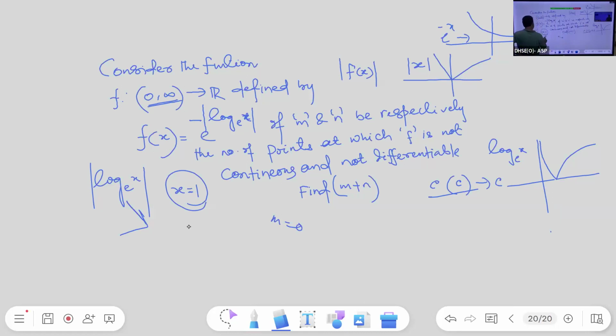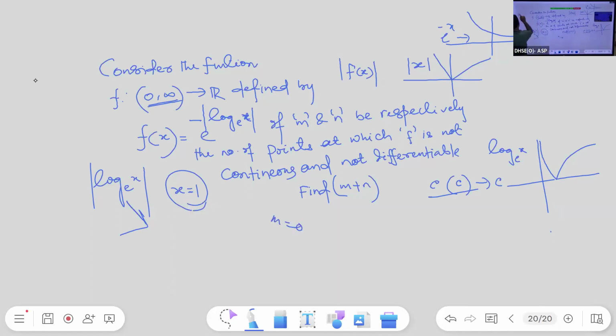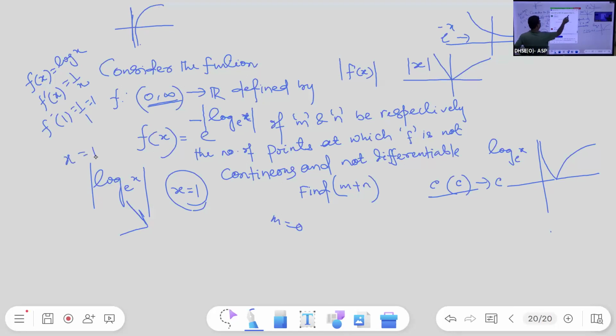Or if you want to check it directly, you can check it like this: f of x is equal to log x, f dash x is equal to 1 by x. f dash 1 is equal to 1 by 1, which is equal to 1, which is not equal to 0. If f dash x is not equal to 0, that means the curve is intersecting the x-axis, so it will take a sharp turn. Hence, at x is equal to 1, the function is non-differentiable.